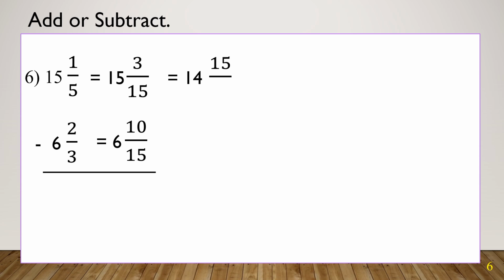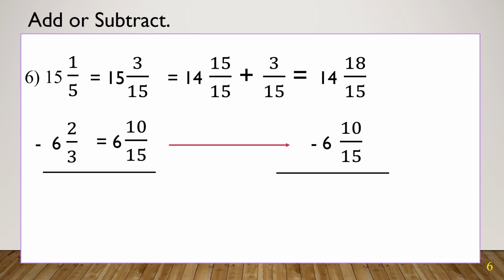So yung fraction na gagawin natin ay 15 over 15 kasi yun ang kanyang denominator. So, i-add po natin siya dun sa 3 over 15. So, 15 plus 3 is equal to 18. Then, copy the denominator, 15. So, ang bago mo na ngayong minuend ay 14 and 18 over 15. So, kopyahin natin yung subtrahend. So, minus 6 and 10 over 15.